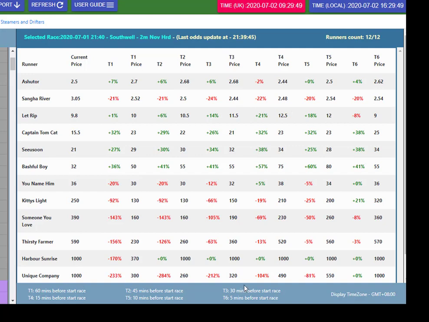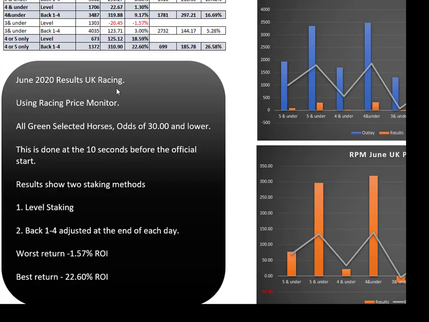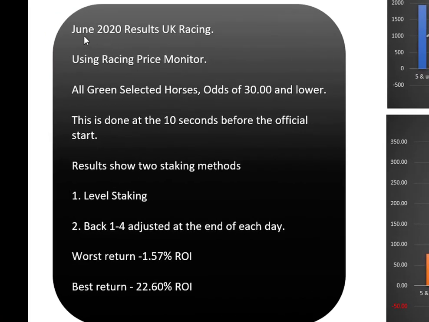These are the settings that I'm using, and now let's have a look at the results for June. As I said, a very hard month of racing, all these horses coming back after having a long layoff. So let's have a look. Okay, so just to summarise what we're going to be looking at, it's all the racing in June, only in the UK. Ireland didn't do very well at all, so we're just using UK racing.